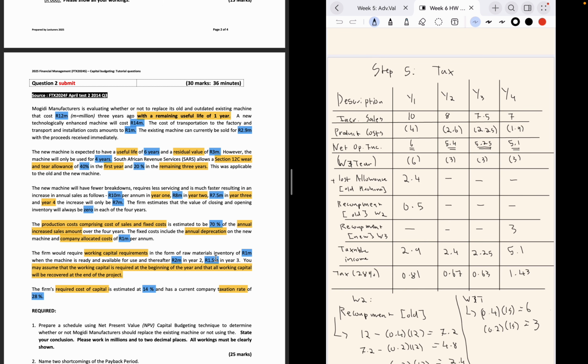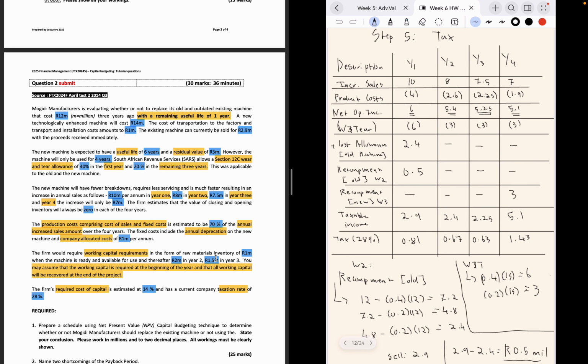And then for each of those, you subtract your wear and tear. So your wear and tear allowance in year 1 is 40%, and 40% of 15 is 6. The wear and tear allowance in year 2, 3, and 4 is 20%. 20% of 15 is 3, so we put 3 there each year. Then for year 1, another thing we have is the lost allowance of the old machine. So when you sold the machine instead of still having it, you can't claim it back from SARS anymore. And then recoupment.